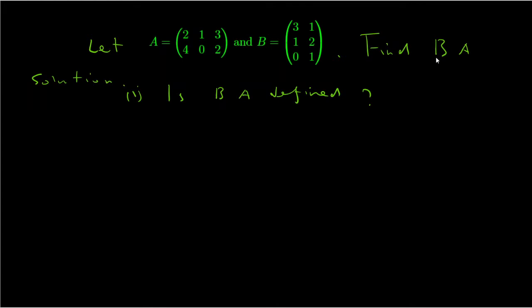You use a trick, something like this. To answer that, you check the number of columns in B, you check the number of rows in A. On scratch paper, you could do something like this. B is a 3 by 2 matrix, right? 3 rows and 2 columns. And A is a 2 by 3 matrix. And then you check the two middle numbers. If these two numbers are the same, then it's defined. So the answer is yes.